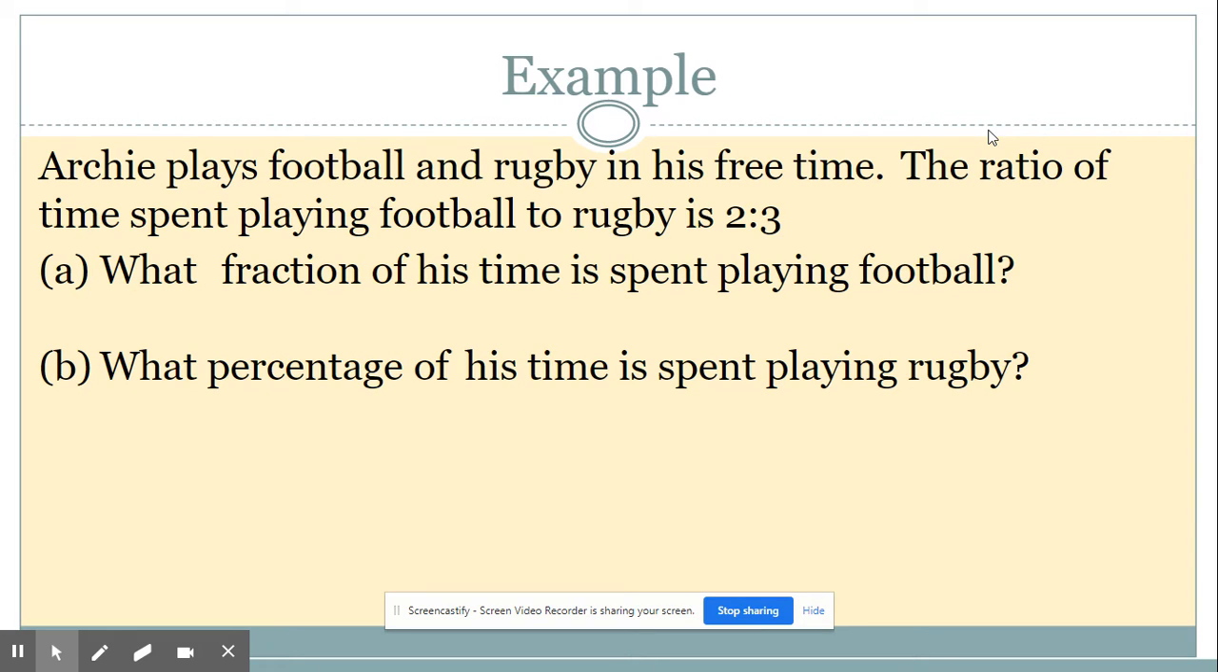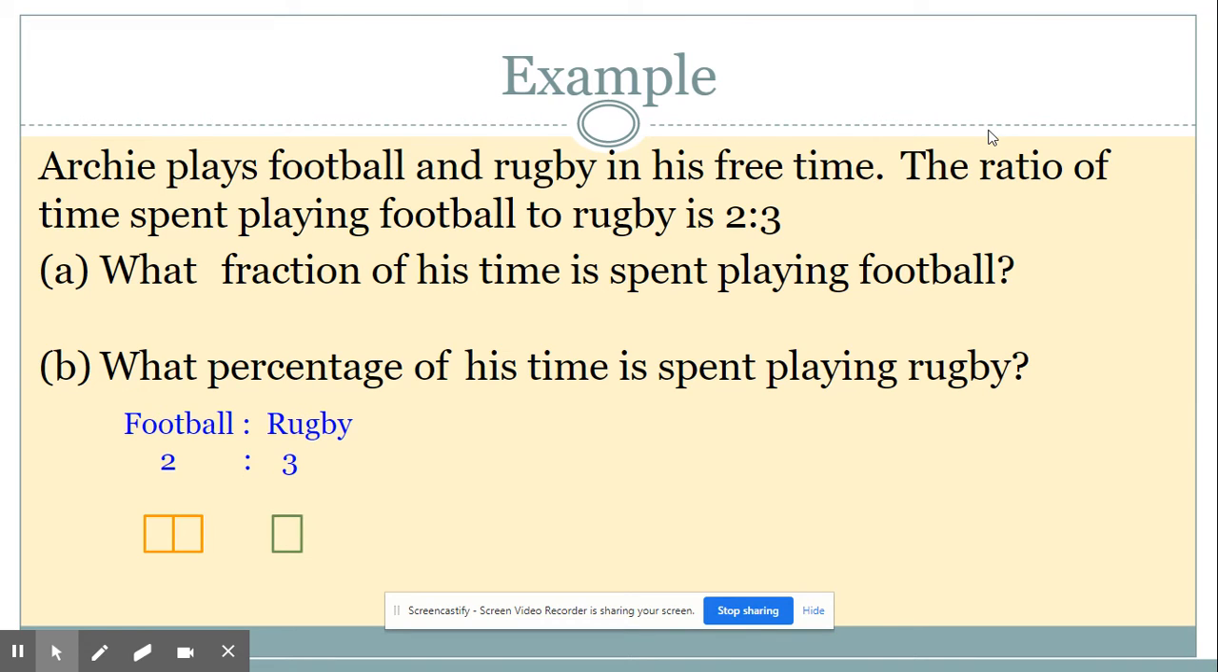Archie plays football and rugby in his free time. The ratio of time spent playing football to rugby is 2:3. What fraction of his time is spent playing football? That's one thing you have to find out. Second thing is what percentage of his time is spent playing rugby. So first thing is to write the ratio in the correct order, which is football to rugby, which is 2:3.